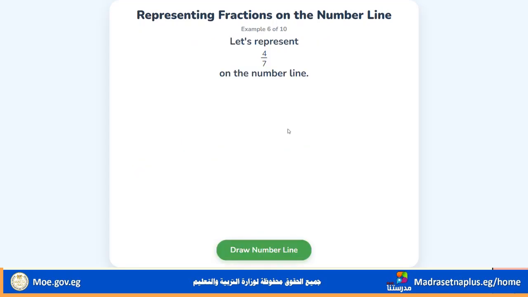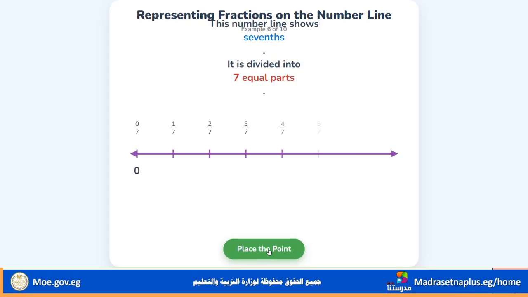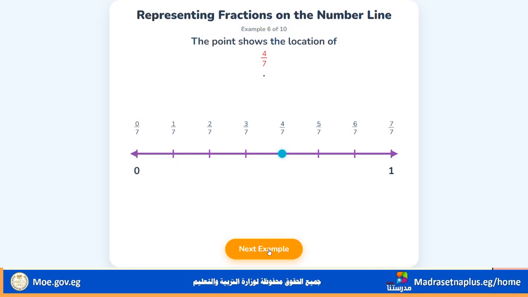By the same way, I need to represent 4/7 on the number line. You should follow the rules: draw a number line, divide it into parts according to the fraction, place the point. Yes, 4/7.